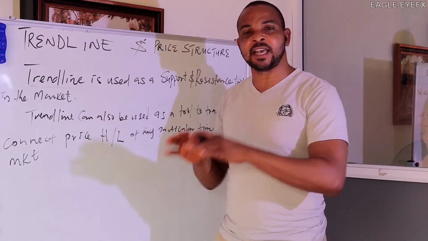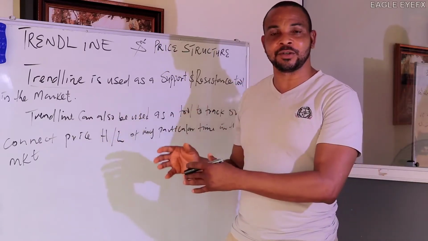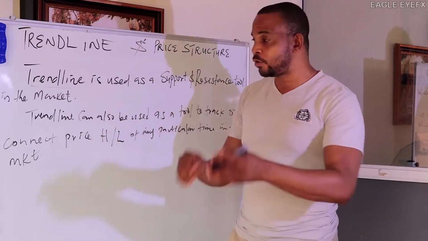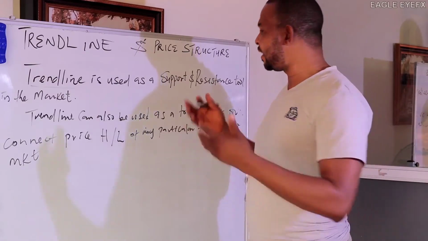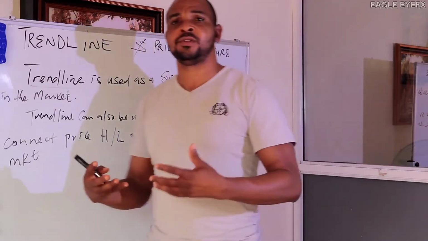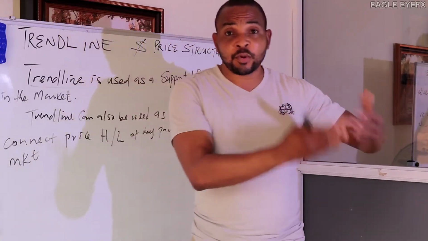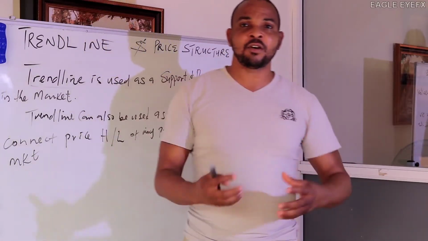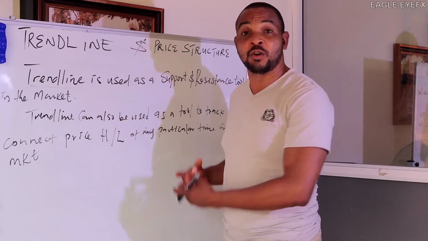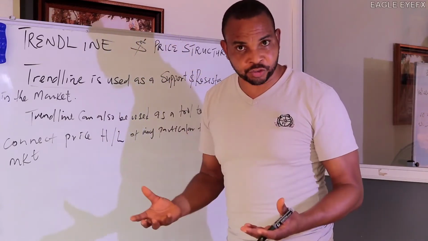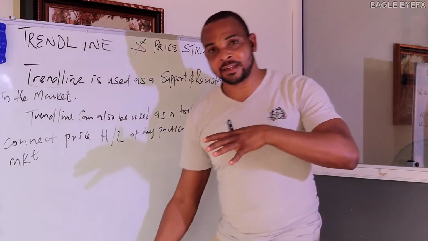I'm going to make it very, very easy and simple for you to understand. I'm not going to bore you with this lecture, so just be attentive and get it quickly. Now, what is trend line? Trend line is a tool that most traders use for support and resistance. We can also use trend line to track price action, movement or price structure, or to connect price high and low.